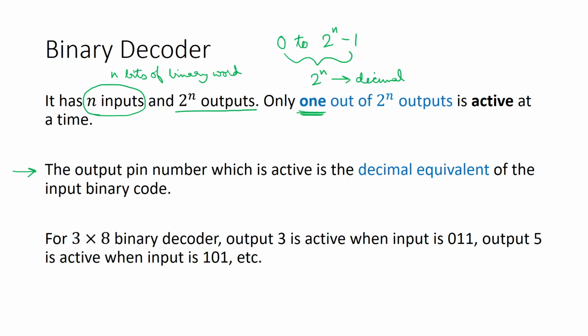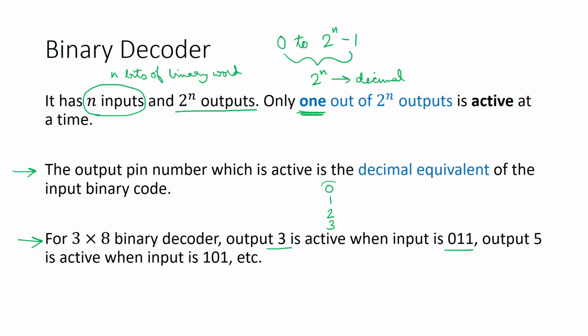Let us take the example of a 3 cross 8 binary decoder. We write the decoders as their number of inputs and outputs. 3 inputs will definitely have 8 outputs. For the 3 cross 8 binary decoder, your word length is 3. If your input is 011, the decimal equivalent is 3, so the pin number 3 is active. Note that pin numbers start from 0, 1, 2, 3. So this is basically the fourth output, but we refer to it as the output 3.